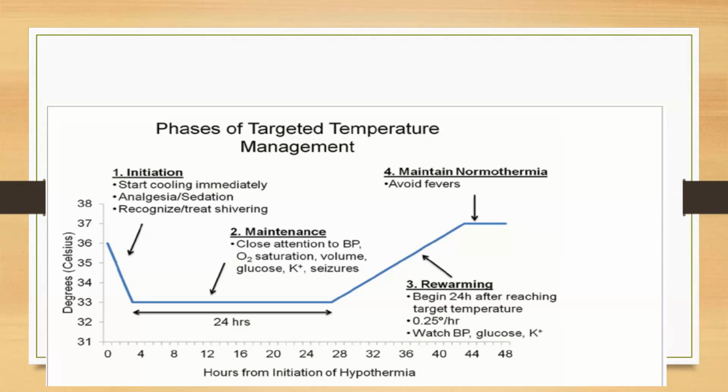Then we should maintain the temperature between 33 to 36 degrees Celsius for at least the first 24 hours. Then slowly we should start rewarming, beginning after 24 hours, at the rate of 0.25 degree Celsius per hour, and then maintain normothermia after that. After maintaining normothermia, we should take special care to avoid fever, because again the high temperature will cause neuronal damage.